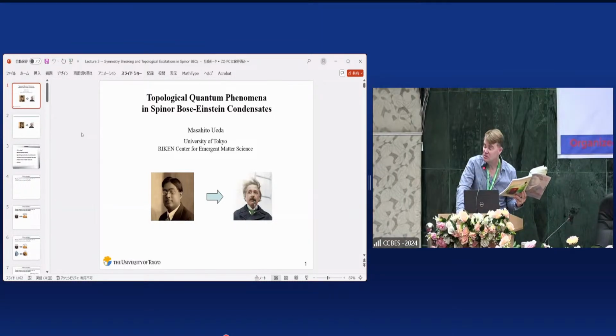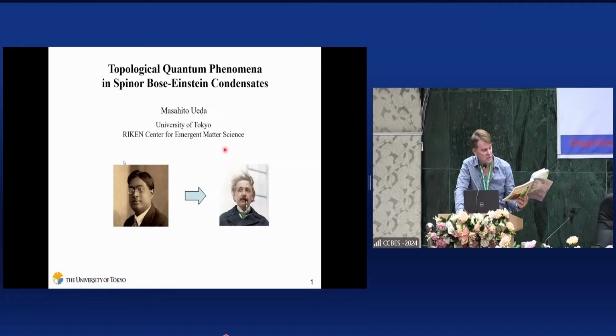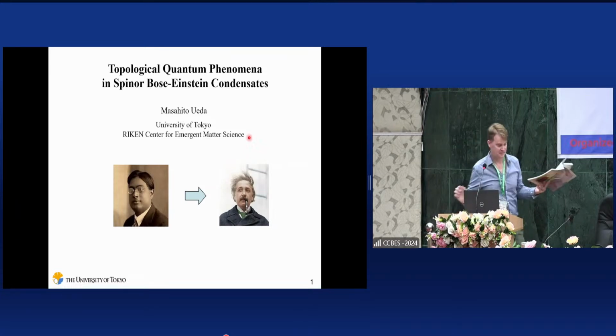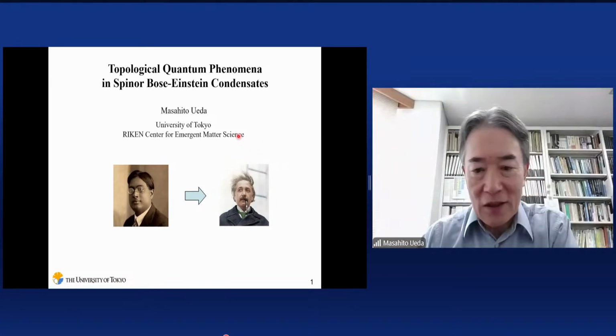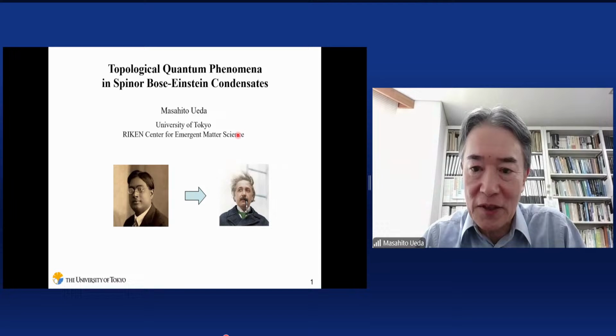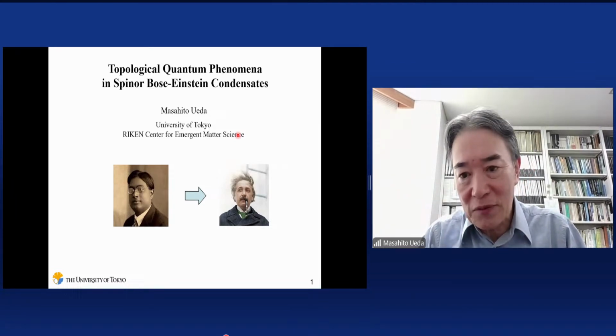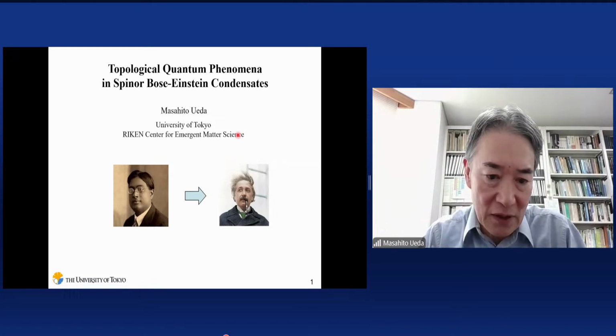So I'd like to introduce our next speaker, Masahito Ueda, who will be speaking about symmetry breaking and topological excitations in spinor Bose-Einstein condensates. Okay, let me begin by congratulating Dhaka University for the centennial anniversary of Bose-Einstein statistics. It's a great honor for me, and I'd like to thank the organizers for giving me the opportunity to give a talk at this prestigious conference.